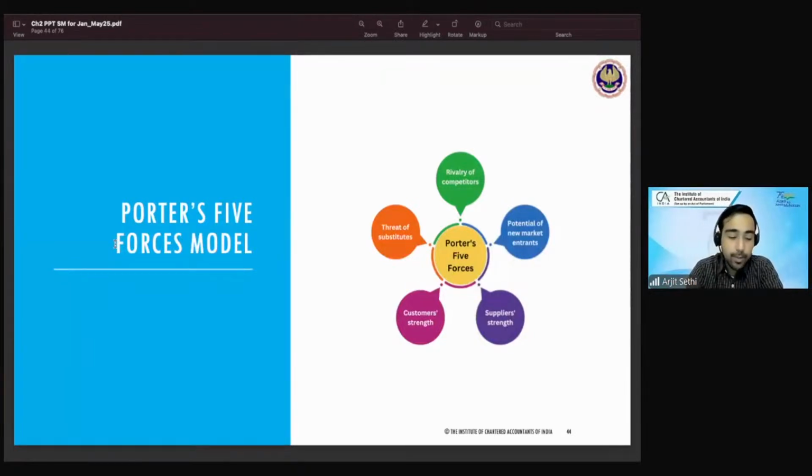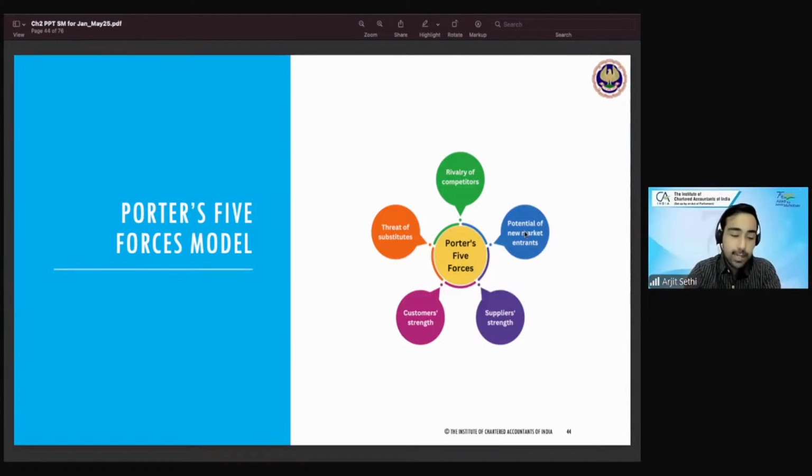The next big topic, my friend, that we're going to study today is Porter's Five Forces model. Now, Michael Porter is sometimes called the father of strategy or business strategic analysis, and he devised a model which talks about the five forces of competition. What he says is there are five forces of competition in the market, and everything gets distilled within these five forces. Number one is the potential of new entrants in the market.